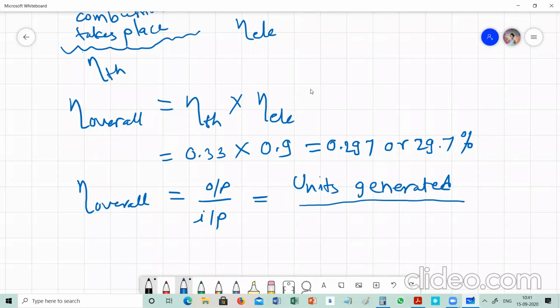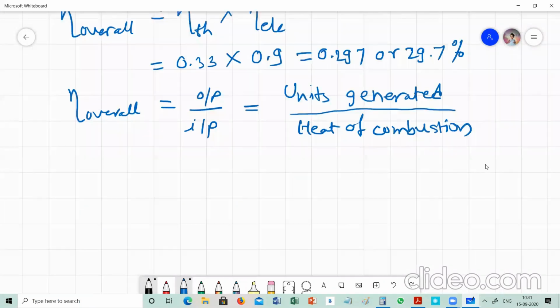Means the input is the heat of combustion. I will take the problem down.